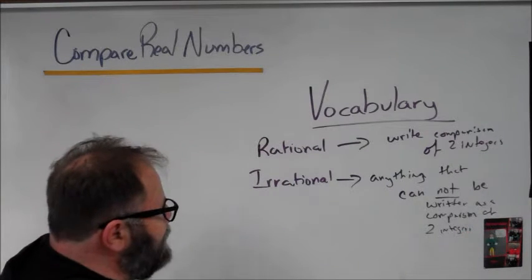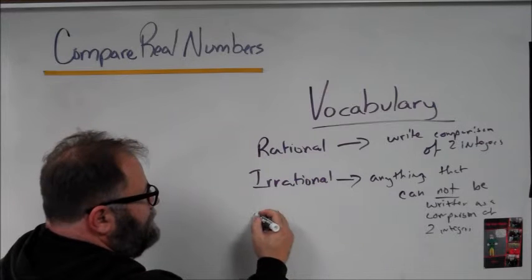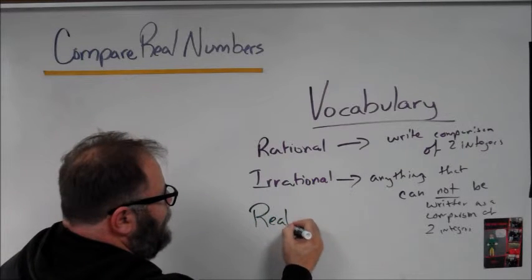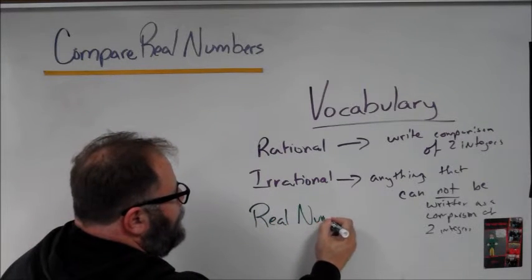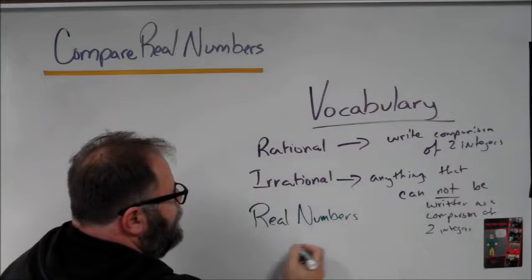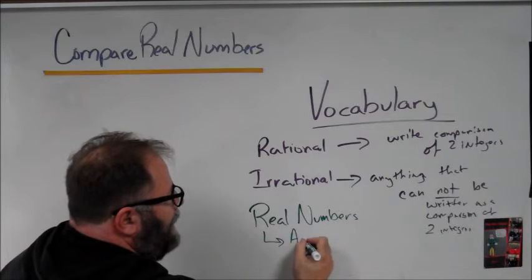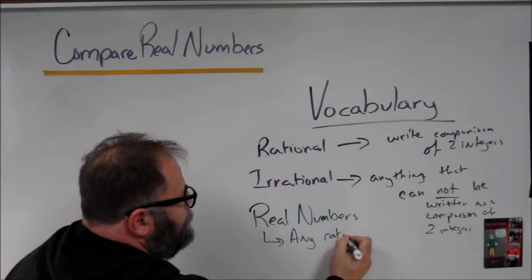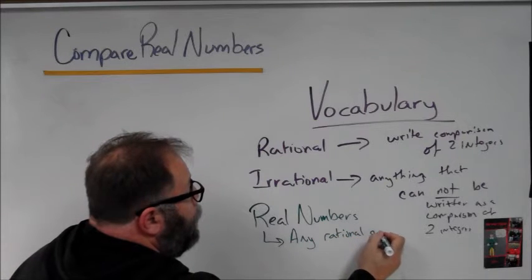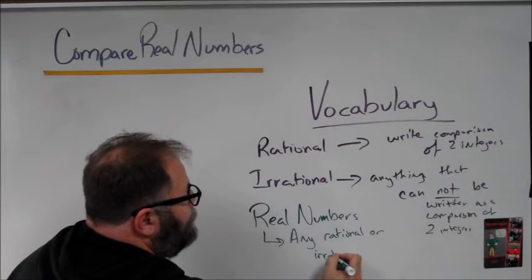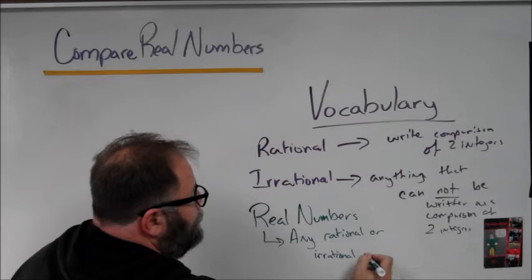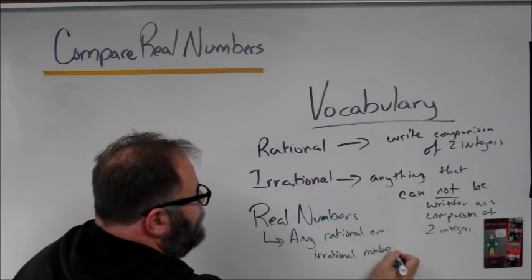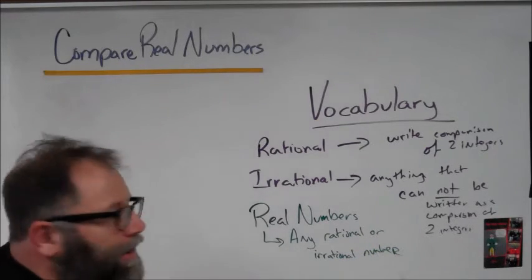Lastly, though, let's get this in here too. Let's not forget this fancy new number set that we have now. Real numbers. And that is any rational or irrational number. R. There we go. Great.